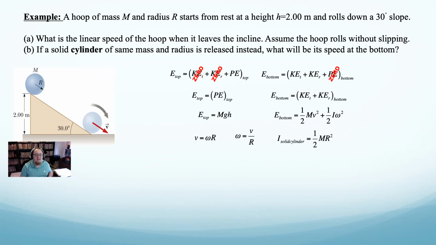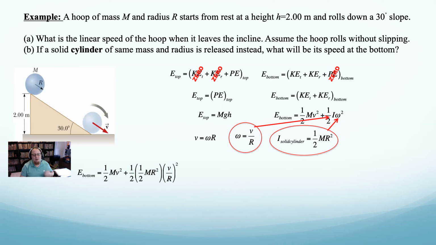But I still can say my energy at the top is mgh, and my energy at the bottom is linear kinetic plus rotational kinetic. And I'll still plug those in. It's just now the energy at the bottom is 1/2 mv squared plus 1/2 times 1/2 m r squared, v squared over r squared. There's an extra term in there. Just like before, I'll factor out the m and cancel out the r squared. That leaves me with 1/2 times 1/2 mv squared, and a half times a half is a quarter.